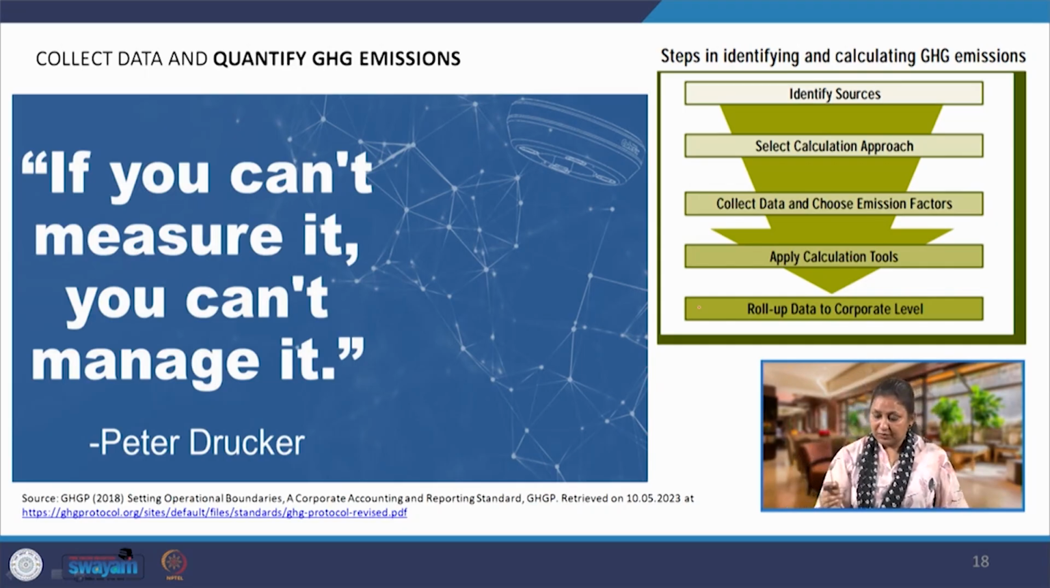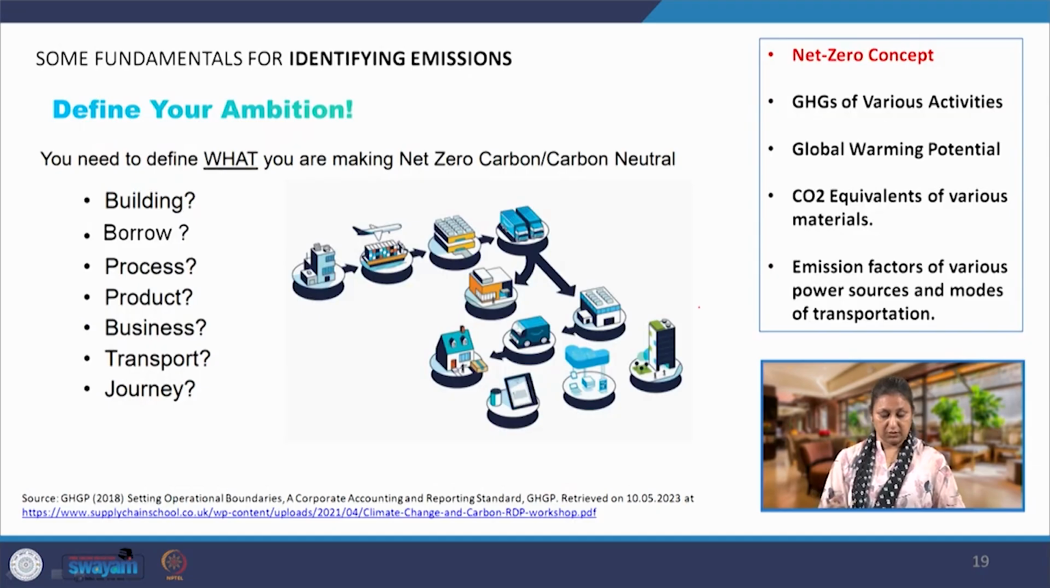So, what we have seen: the first step is to identify the sources, that is part of the inventory identification. We go ahead and select the calculation approach. How do we calculate? Then we collect the data and choose emission factors, we apply them and we put up that data. This is within the corporate reporting that we put up to the higher authorities. Now, how do we identify these emissions?